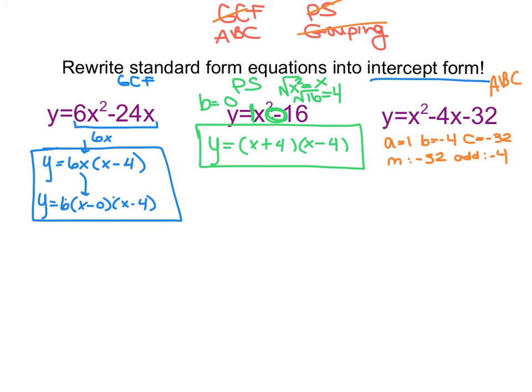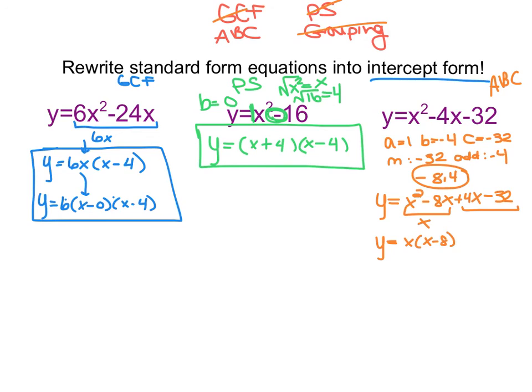And if I start thinking through the factors of negative 32 and determining what they add to, I find that negative 8 and 4 will multiply to negative 32, but add to negative 4. So we have y equals x squared minus 8x plus 4x minus 32. So I now look for the greatest common factor in pairs. In the first one, that becomes x. So we have y is equal to x times x minus 8.